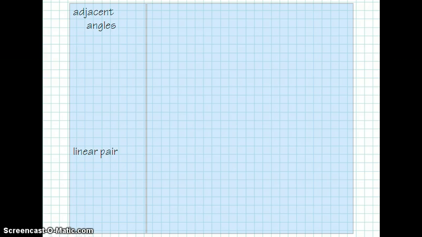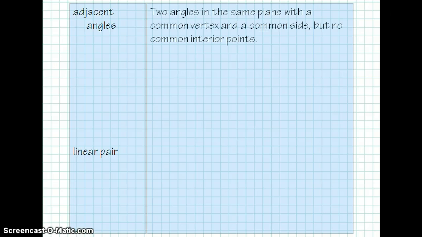Adjacent angles. We've been talking about angles that have been next to each other. Well, the technical term for that is adjacent. So there are two angles in the same plane, so they're coplanar, with a common vertex and a common side, but no common interior points. An example I like to use for this is, let's say two people are sitting in a movie theater, and the armrest between the two people is your common side. So you've got your armrest that you don't have to share with anybody, but you've got the armrest that you have to share with somebody. That's your common side. So you two are sitting adjacent to each other.